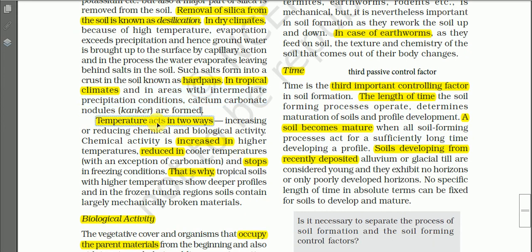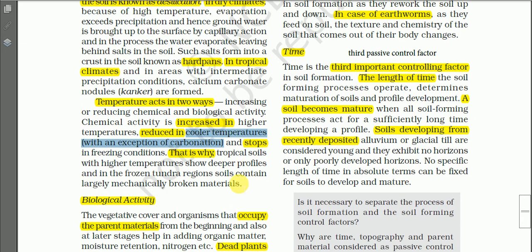Then temperature, another element of climate, acts in two ways: increasing or reducing chemical and biological activity. Chemical activity is increased in higher temperatures and reduced in cooler temperatures, with the exception of the carbonation process. Carbonation is related with solution, and this stops in freezing conditions.